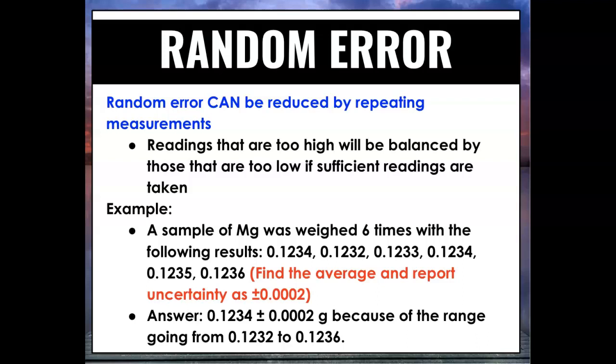The reason for this is because if you find the range of your data, you will see that the range is 0.0004. And so your mean value will either be plus that value or minus that value. So you just halve that value and that'll be your uncertainty. Once you take the mean of it, the answer is 0.1234 plus or minus 0.0002 grams, because the range is going from 0.1232 to 0.1236. So that is why you take your range and divide it by 2 when you're doing averages, in order for you to get the range uncertainty for all your data.